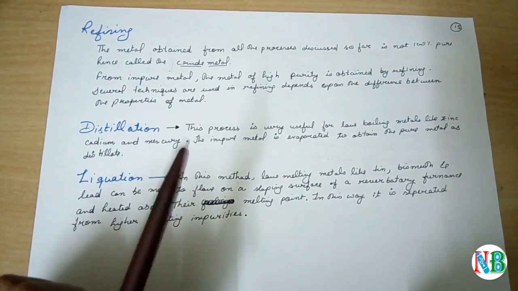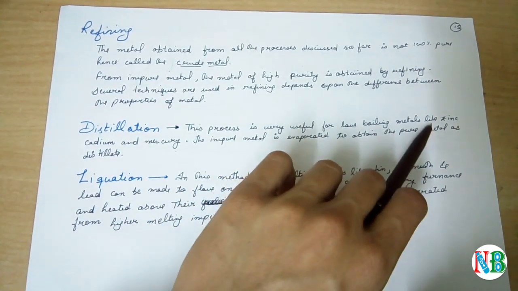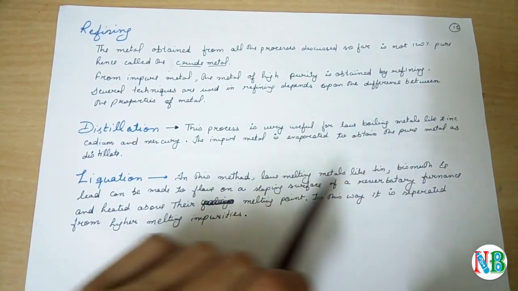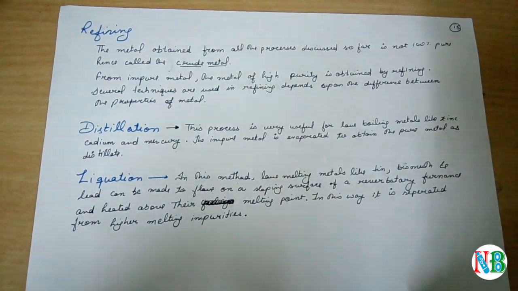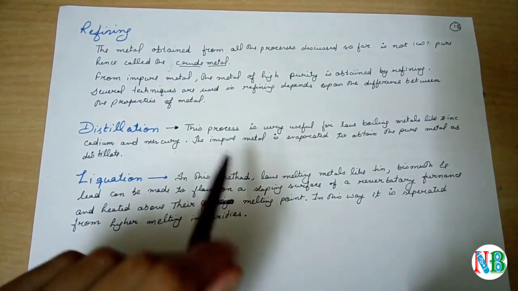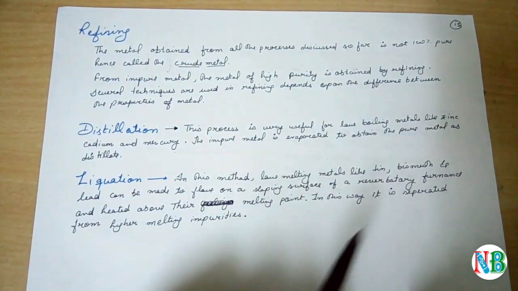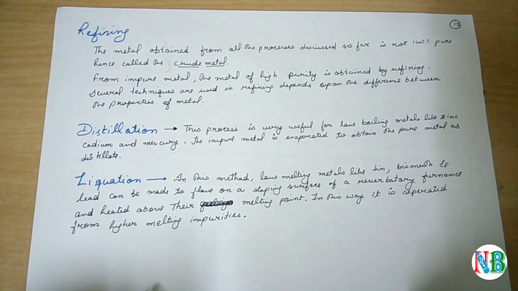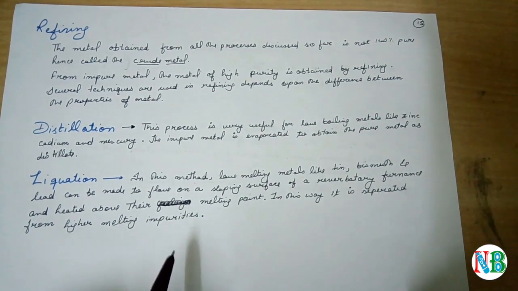First technique is distillation. This process is very useful for low boiling metals like zinc, cadmium and mercury. Now what happens in distillation? We take the impure metal and then we evaporate it to obtain pure metal in distillate form. Hence the name distillation. Then we have liquefaction.